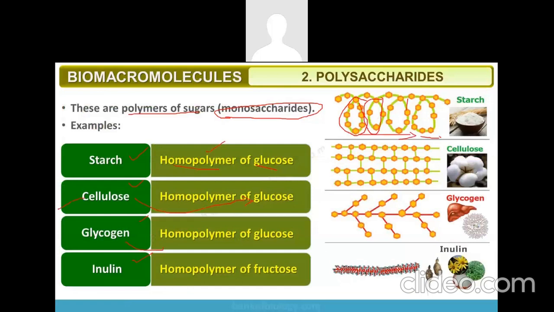Just to give a very small description, starch is basically a homopolymer of glucose. That is, this is one glucose, and this is another glucose, and this is the third glucose, and so on. When so many glucose molecules are connected to each other, they form a polymer. And since they contain the same chain of molecules, it is called a homopolymer.